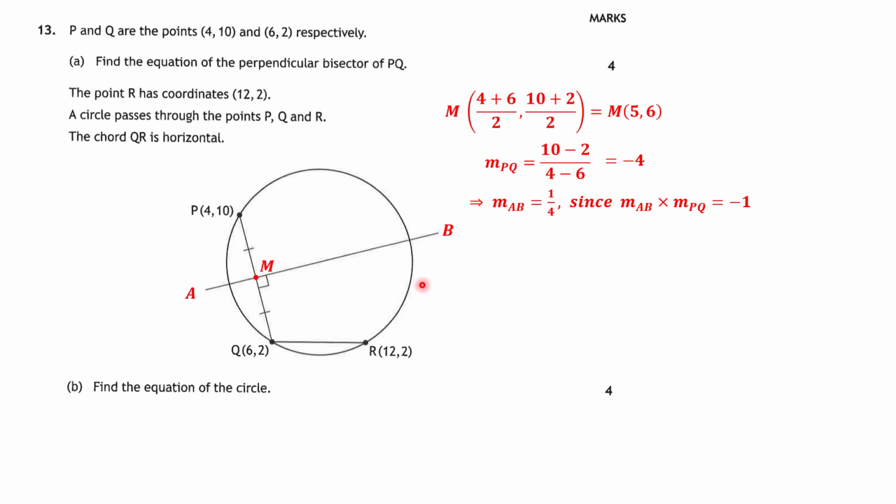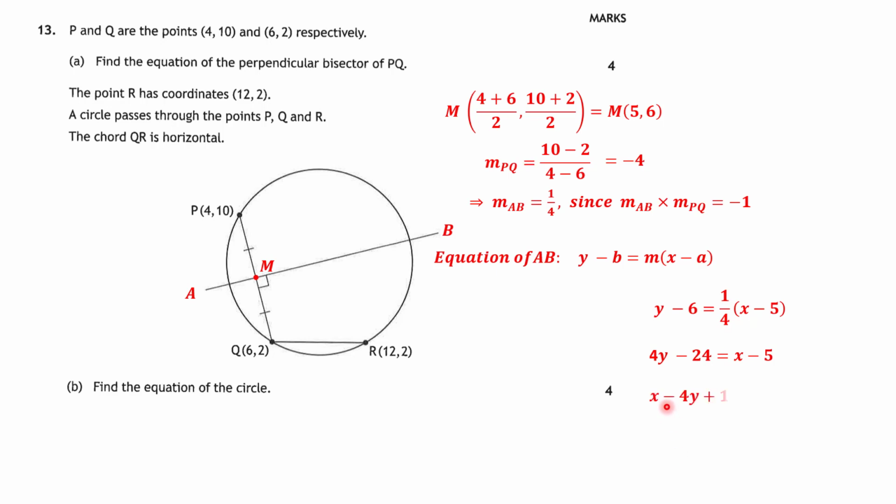So to find the equation of this perpendicular bisector, we say y minus b equals m(x minus a). This is the m that we use, and a and b are these two numbers up here. So let's just stick them in. We get y take away 6 is a quarter (x take away 5). Let's multiply everything by 4. So we get 4y take away 24 equals x take away 5.